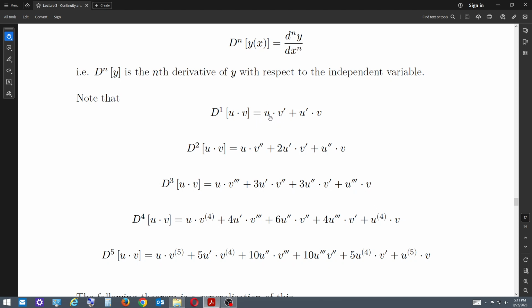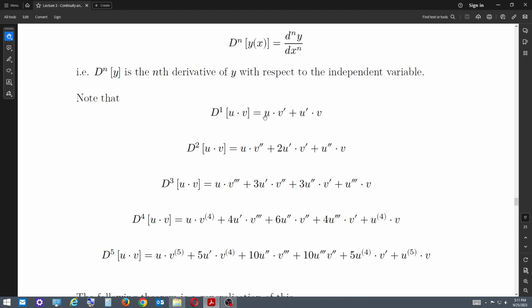The second thing is, notice that in each of these equations, in each row, the first term has u. In all of them, the first term has u. The second term has u prime. The third term, well, there's no third term in this one, but the third term has u double prime, and we keep going like that. The fourth term, if there is one, would have u triple prime, and so on. And it's the reverse for v. The last term has v, the second to last term has v prime, and the third to last term would have v double prime, and so on.